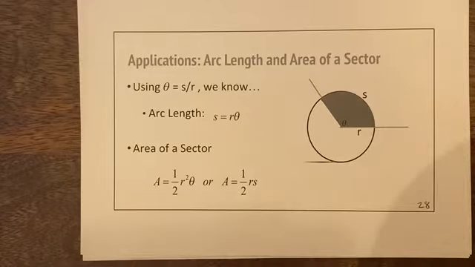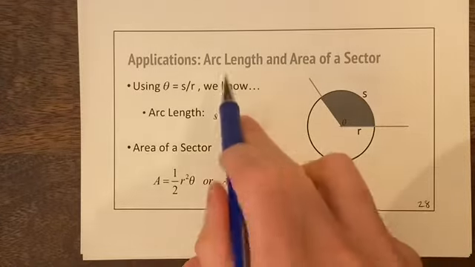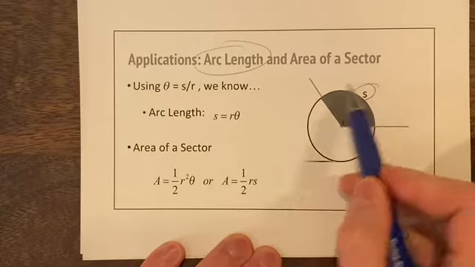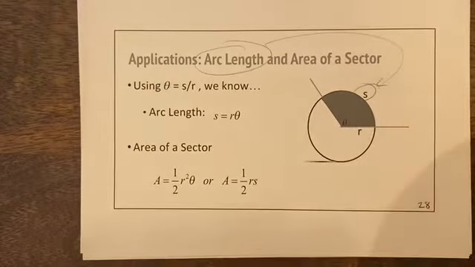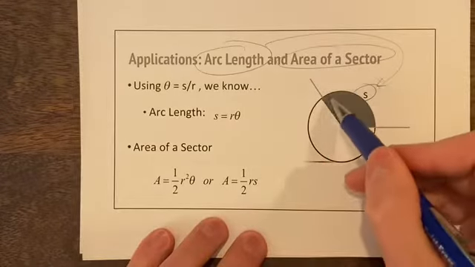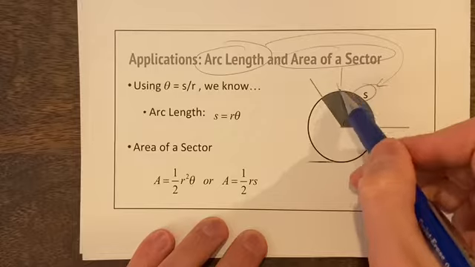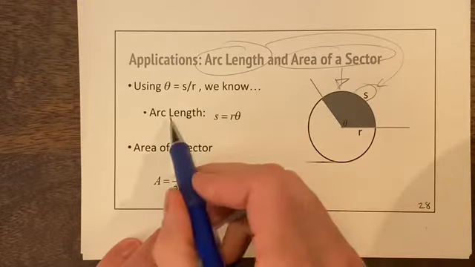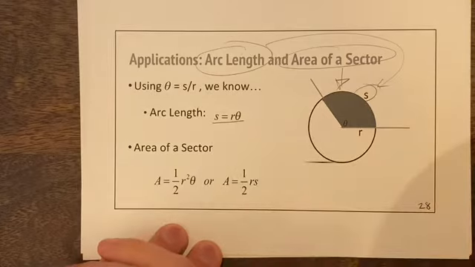Just a quick refresher, right? We saw this when we talked about arc length in general. Arc length, remember, is always going to be S. Always. Area of a sector, right? So our area of our sector is going to be this shaded region right here. So here are some formulas, right? This formula, our arc length, is equal to r times theta.